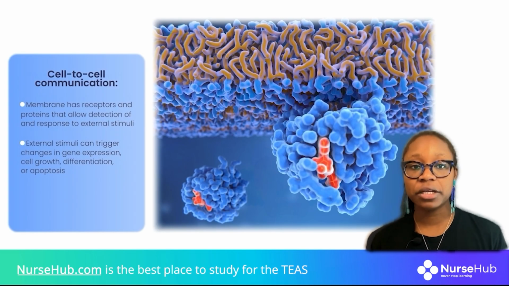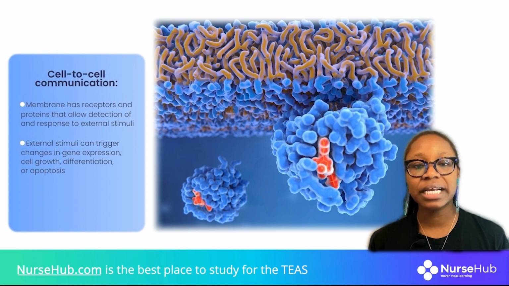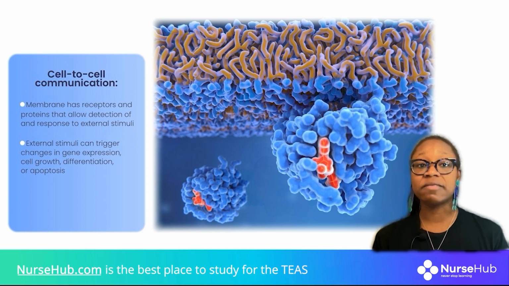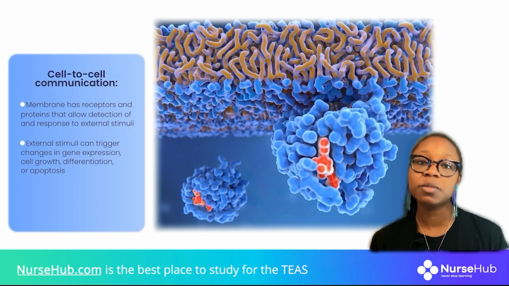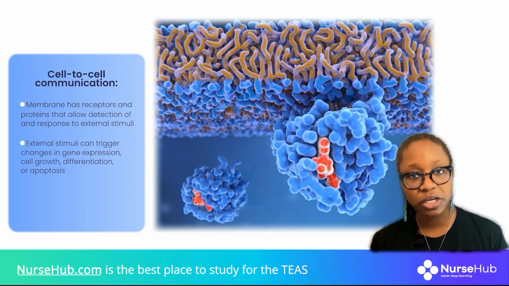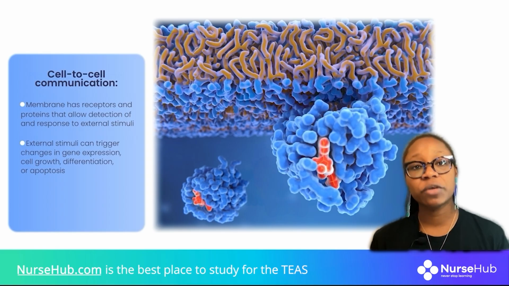Another important function of the cell membrane is to facilitate cell-to-cell communication and signaling. The membrane contains various receptors and proteins that allow the cell to detect and respond to external stimuli, such as hormones, neurotransmitters, and pathogens. These signals can trigger a cascade of molecular events within the cell that ultimately result in changes in gene expression, cell growth, differentiation, or apoptosis.